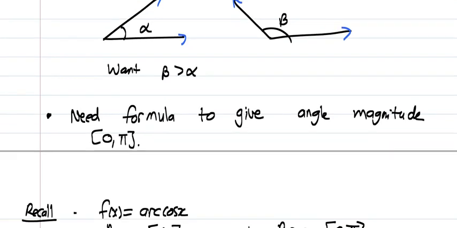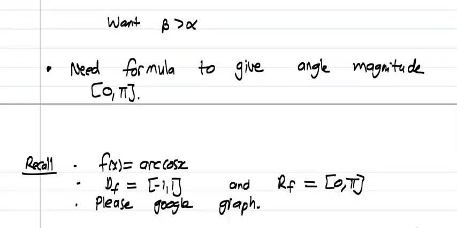So let's think a bit. We want a function whose range is from 0 to pi. And the function that you learned in 114 is the function arccos. Remember, arccos takes a domain, the interval from -1 to 1, and has a range from 0 to pi. These are closed intervals. If you've forgotten what the arccos graph looks like, please pause this video and quickly Google the graph of arccos.